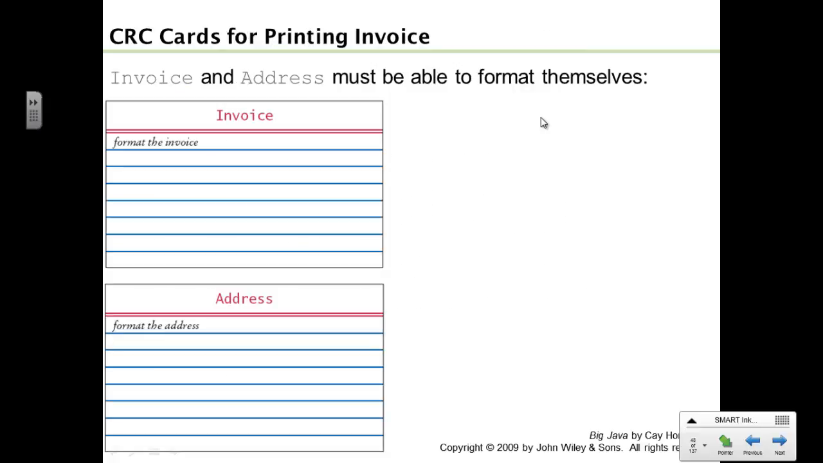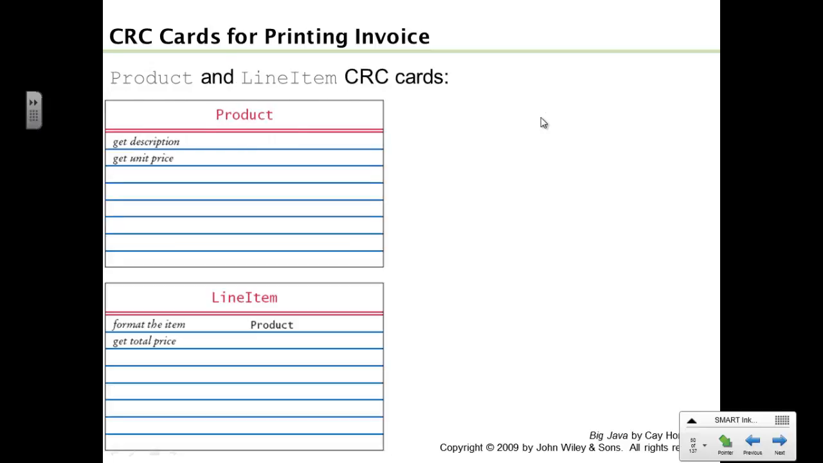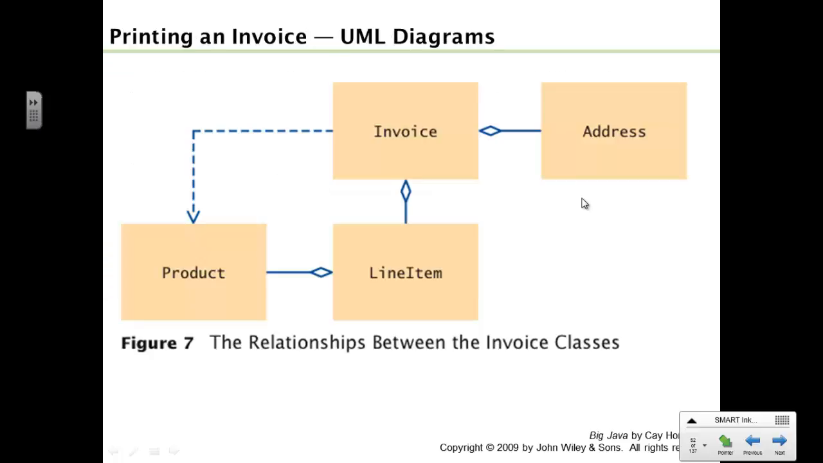Invoice and address must be able to self-format, so they need to return a finished product that I can work with when I'm done. Add collaborators to the invoice card. Product and line item CRC cards look like this. Product needs to be able to get the description and get the unit price. Line item needs to format the item and get the total price, using the product class as a collaborator. Invoice must be populated. So the invoice uses address, line item, and product. It has to format the overall look of the invoice and add a product and a quantity.